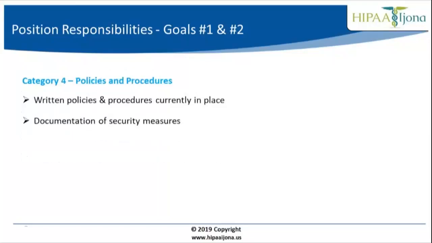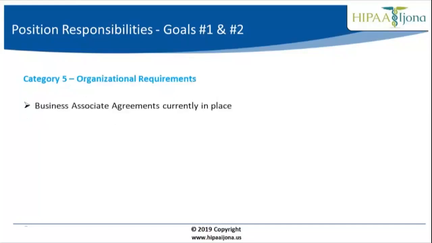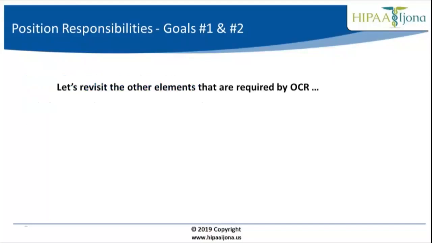Next, the category is policies and procedures. There must be written policies and procedures in place, okay? You may not have any at this point at all, because you're just getting started in this thing, okay? And that's not a problem, and I'll explain it to you later on. But then you're going to have documentation of security measures. So your documentation is going to be an important part of this thing. And then you're going to have business associate agreements with anybody that you share your information with. Those are the categories that you need to keep in mind.